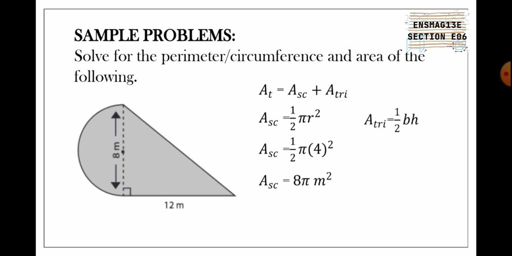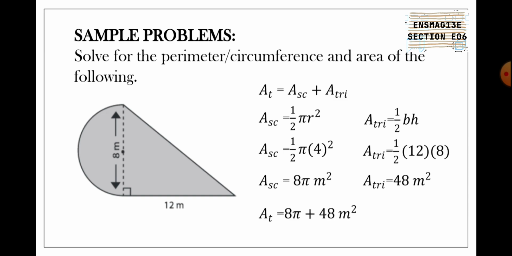Now, for the area of your triangle, we know the formula is 1/2 base times height. In your triangle here, 12 refers to your base, and 8 refers to your height. So, the formula is 1/2 times 12 times 8, giving us 48 square meters. Now, for the total area of the composite figure, we sum up 8 pi and 48, giving us a total area equal to 73.13 square meters.